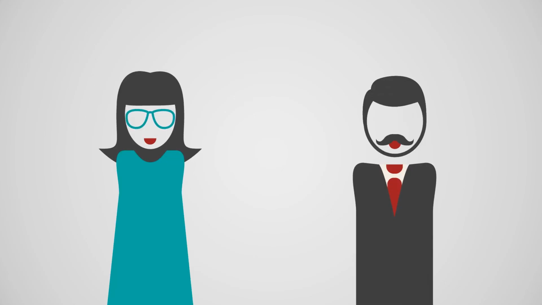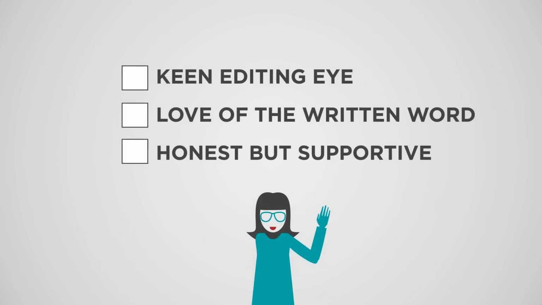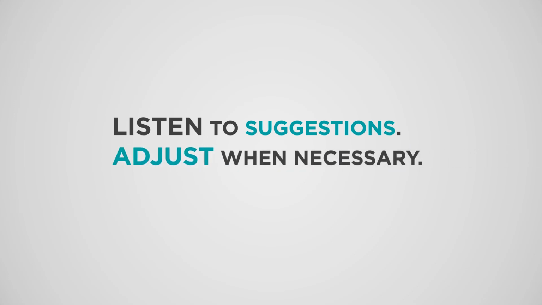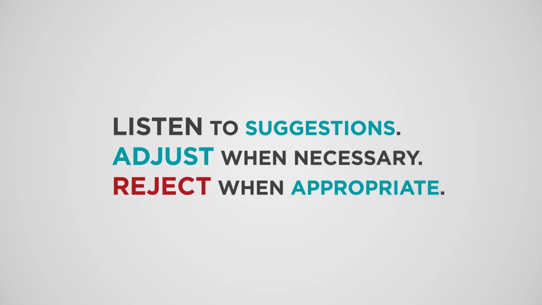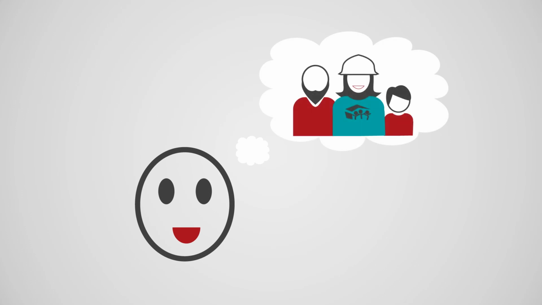Show a parent, guardian, aunt, or uncle. Ask an English teacher you trust or an after-school coach who cares about you. Your friends are awesome people, but they are not up to this task. Find an adult with a keen editing eye, a love of the written word, and an honest but supportive feedback style. Listen to his or her advice. Adjust when necessary. Reject suggestions where appropriate. Follow your gut. Other opinions are helpful for added perspective, but only you know how you want to be represented in the eyes of the admissions board.